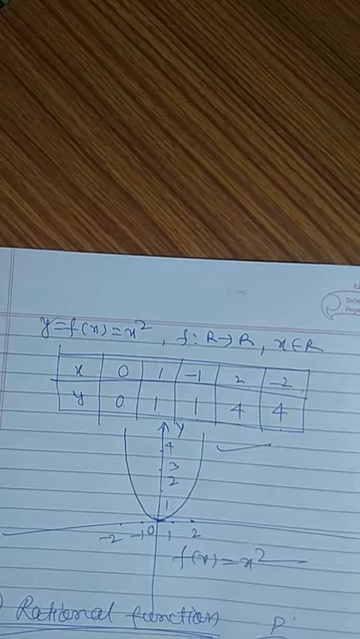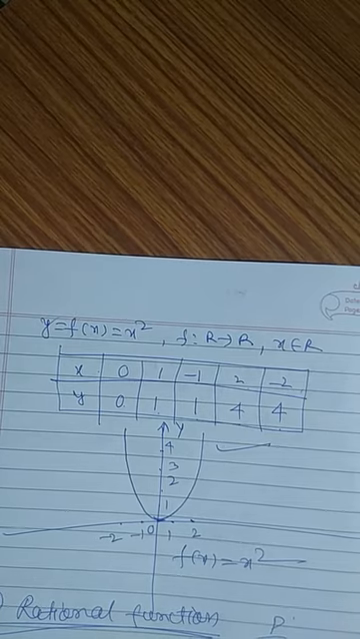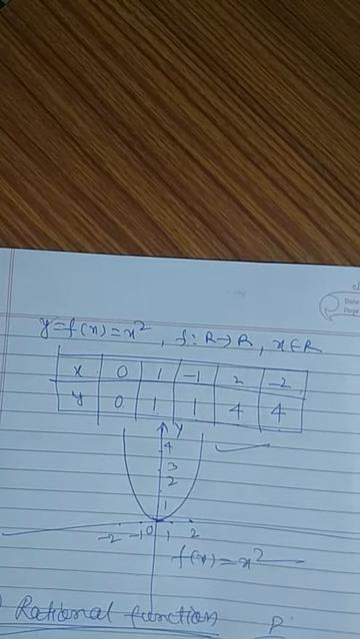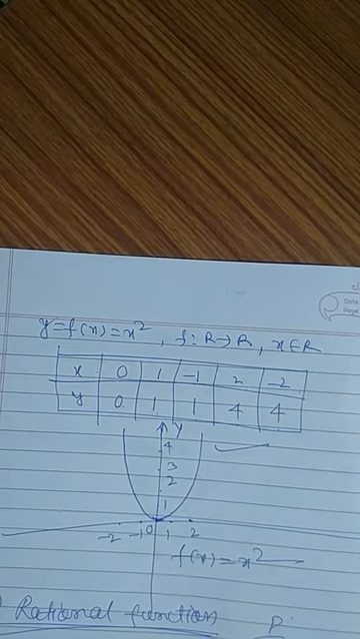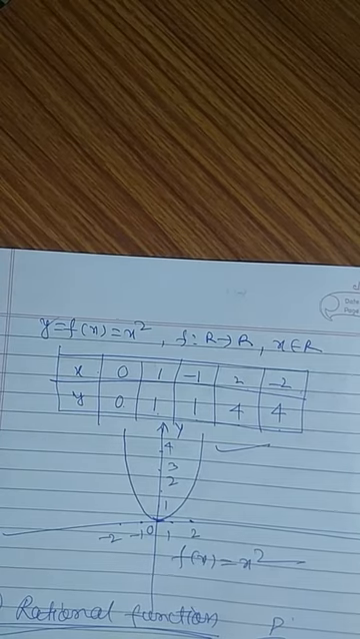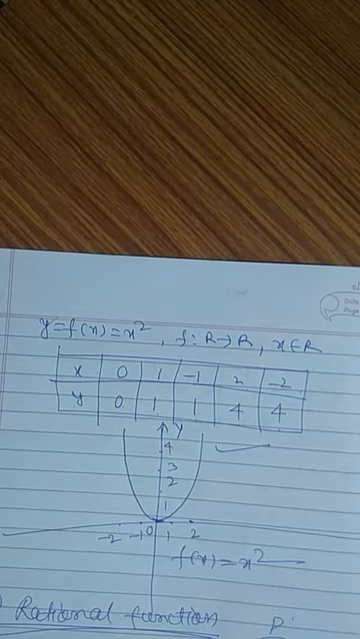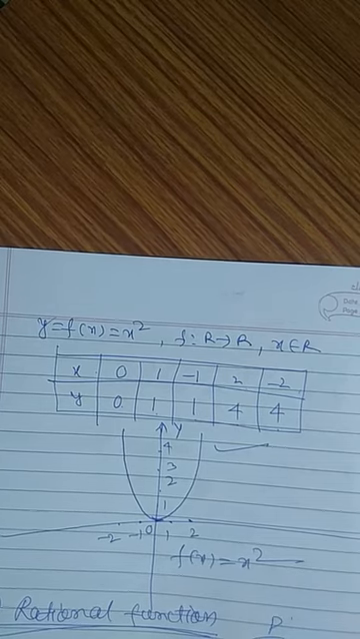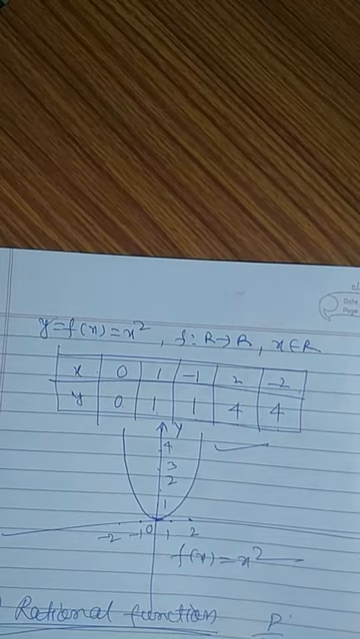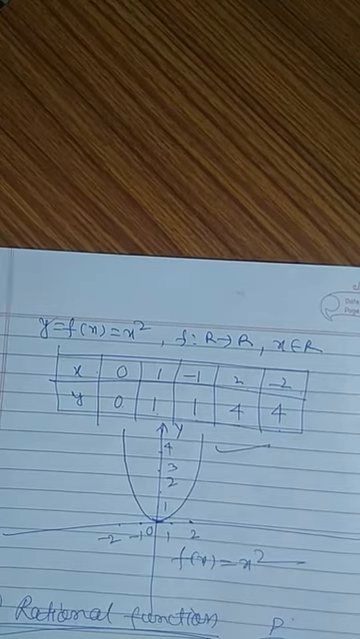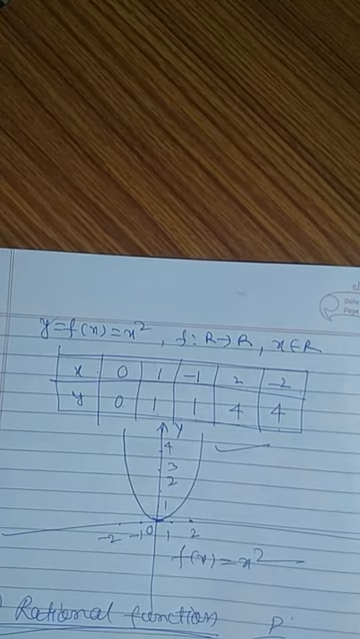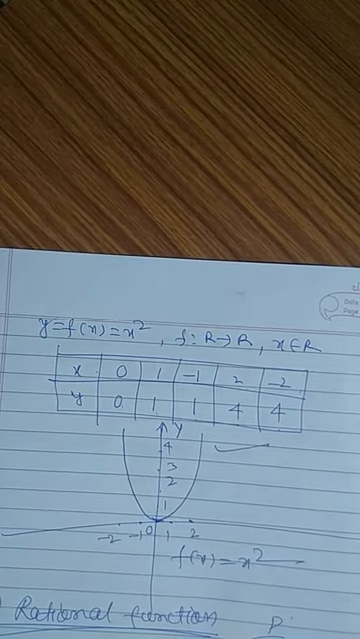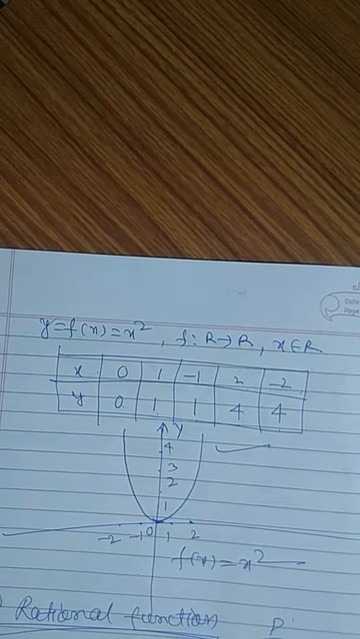You can plot the graph of 1 upon x with respect to its table. I am drawing the graph. The graph is like this. This is your y dash, y, x dash, x, which is the origin. This is the graph of f of x equal to 1 upon x. You can draw the table, and accordingly you can plot the graph.